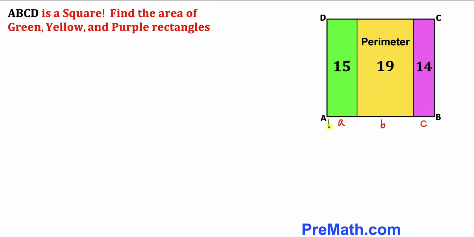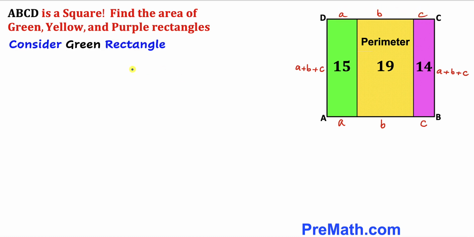Then the total side length for this square is going to be A plus B plus C. And we know that we are dealing with this square ABCD. That means this side length and this side length, they are equal. So this side length is going to be A plus B plus C. So therefore, these are all our dimensions for these rectangles, as you can see over here.